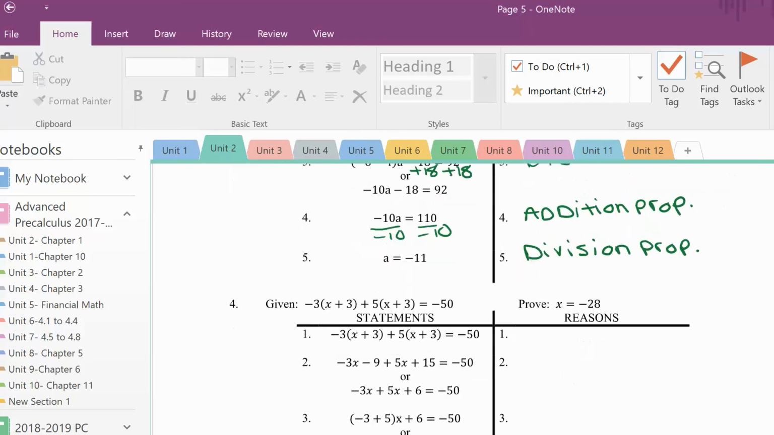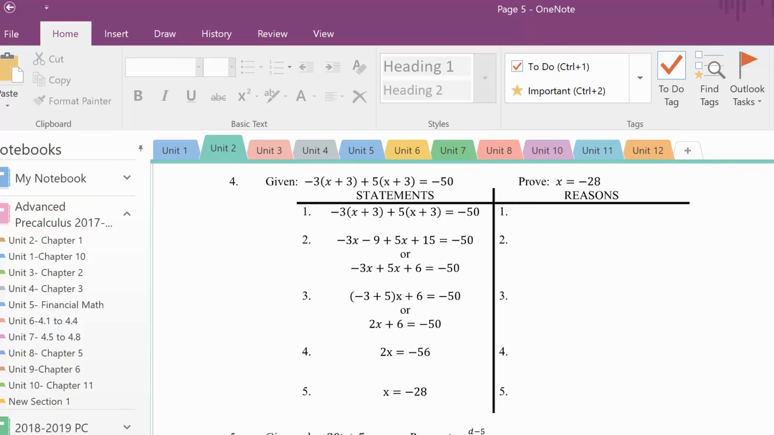So let's look at another one here. The same thing, the first statement's always given. And then for the second statement, we want to know how did they go from the first to the second? Well, notice they distributed the negative 3 and the 5. Right, and then they also combined like terms. So negative 9 plus 15 is 6. And they have negative 3x plus 5x equals negative 50. So they distributed to get from number 1 to number 2.